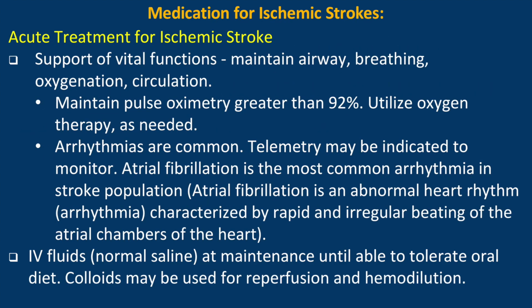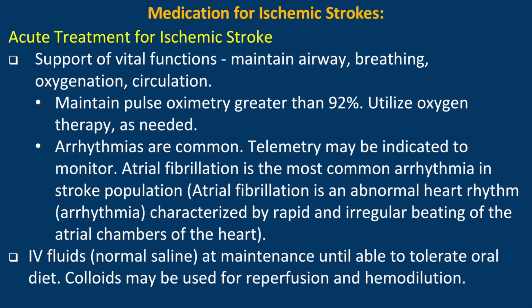Now we will see the medication or treatment for acute ischemic stroke. Support vital signs: we have to maintain airway, breathing, oxygenation, and circulation. Maintain pulse oximeter greater than 92%. Utilize oxygen therapy if needed. Arrhythmias are common, and telemetry may be indicated to monitor. Atrial fibrillation is the most common arrhythmia in the stroke population.